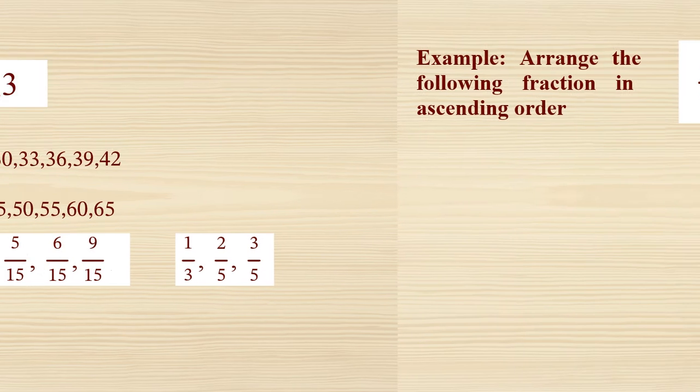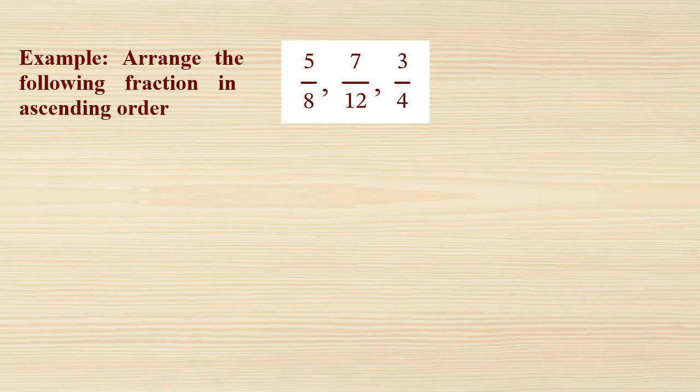Another example is we are to arrange 5 over 8, 7 over 12, 3 over 4 in ascending order. The denominators, or the numbers at the bottom, are 8, 12, and 4. Let's find the LCM of these three numbers, because we want all the three numbers to have a common denominator.